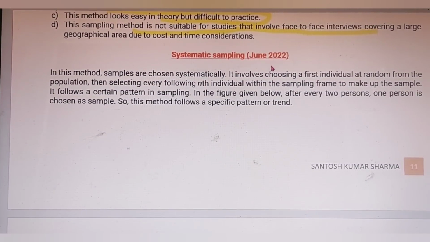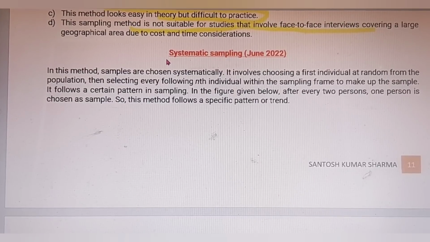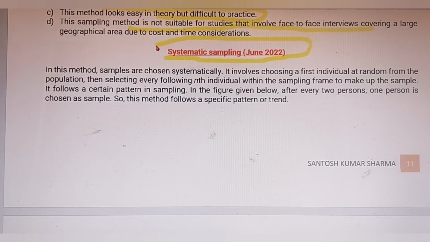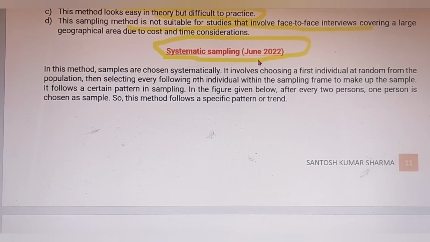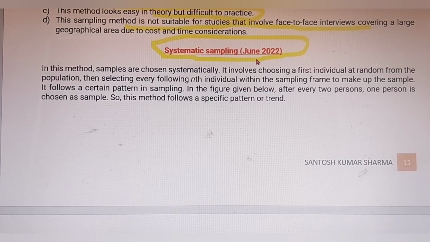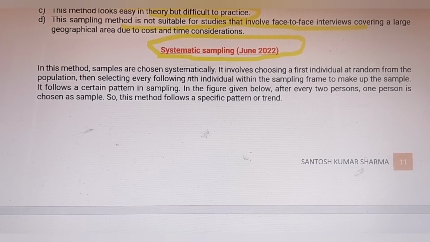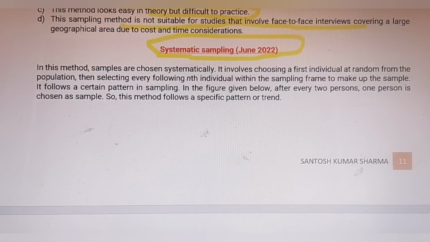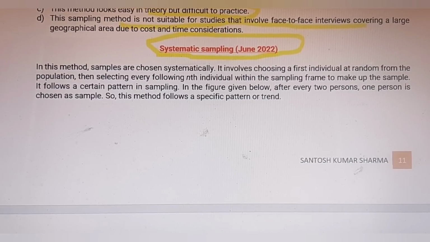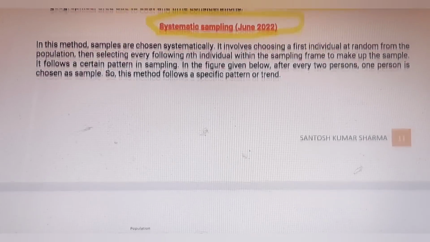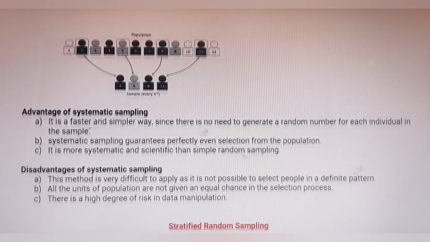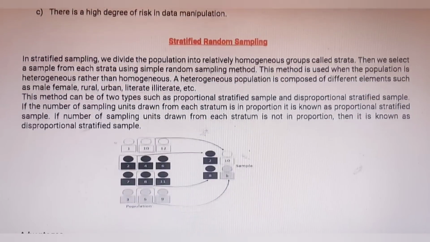The next one is the second sampling method, systematic sampling. Now, this question also came in the June 2022 exams. I have also explained this in my previous videos, so you must also watch those. Let's skip this question and move on to stratified random sampling.